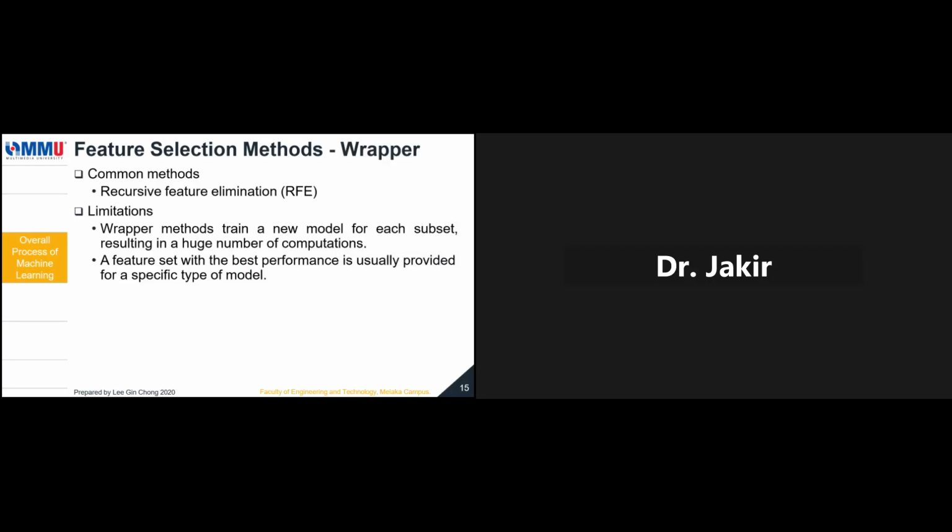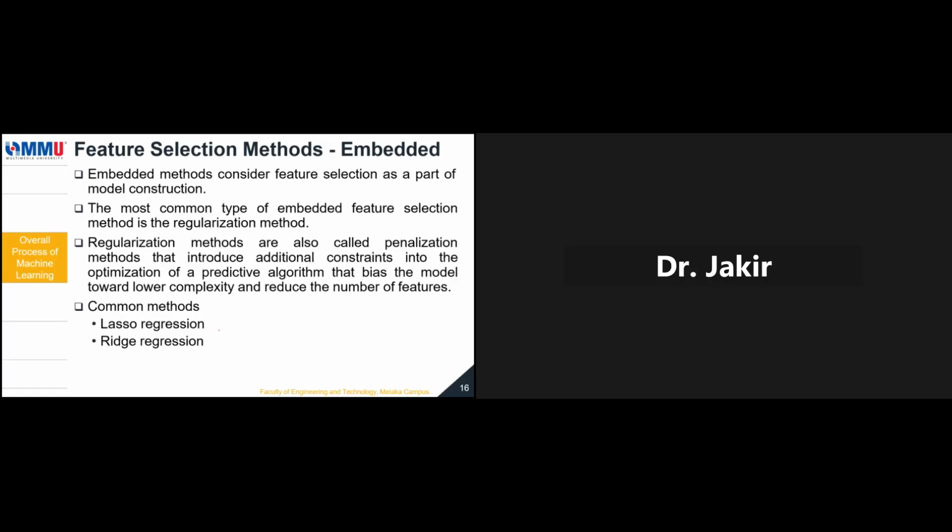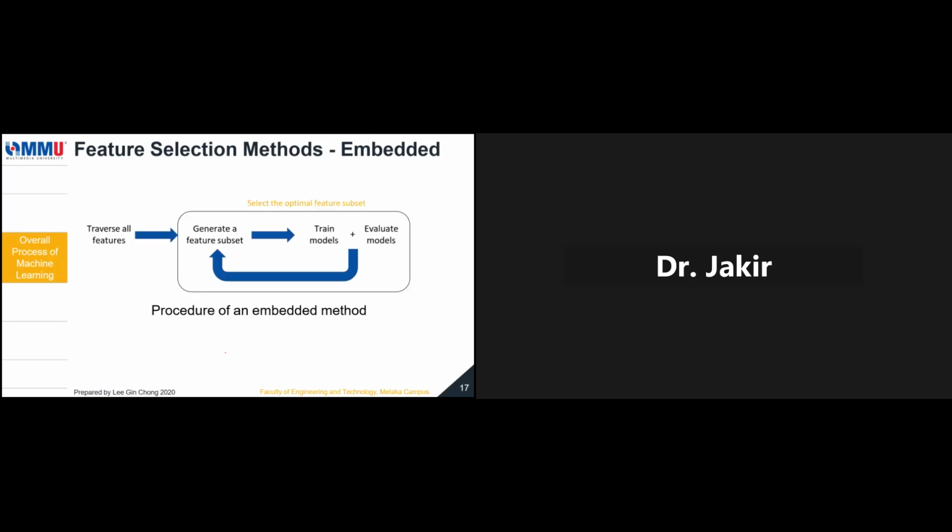Yeah. So the common method is what we call recursive feature elimination, RFE, and there are also limitations, advantages and disadvantages both. All right, we have another one, the last one, the embedded method, right? A common method is what we call lasso regression or ridge regression. And there is a block diagram also showing how it actually works inside the method.